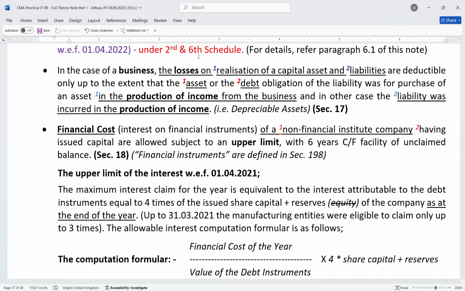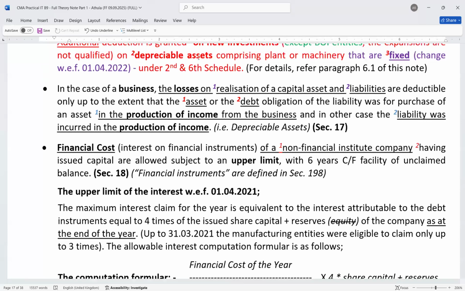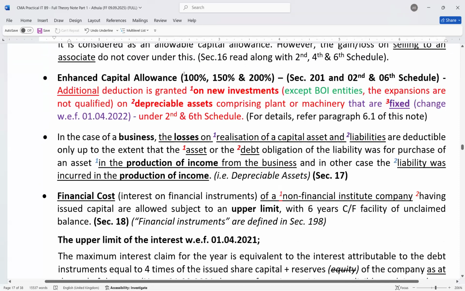So what are the documents they check when we claim the enhanced capital allowance? You should be in a position to prove that you have invested this money. That is one thing. Second thing, you should be in a position to prove that it is a new investment, right? Not an existing investment.